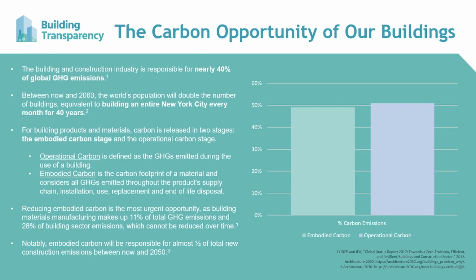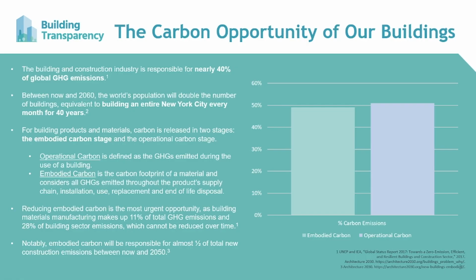To frame the need for EC3, the building and construction industry is responsible for nearly 40% of global greenhouse gas emissions. GHGs, or more generally carbon emissions, are released in two different stages: the embodied carbon stage and the operational carbon stage. Embodied carbon is the carbon footprint of a material and product that considers all carbon emitted throughout the product's supply chain, as well as installation, replacement, and disposal or recycling at the end of life.